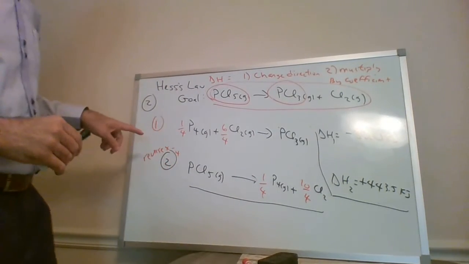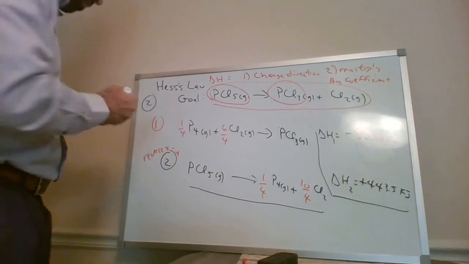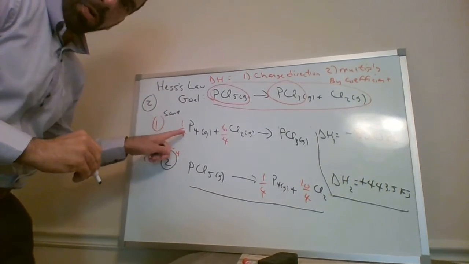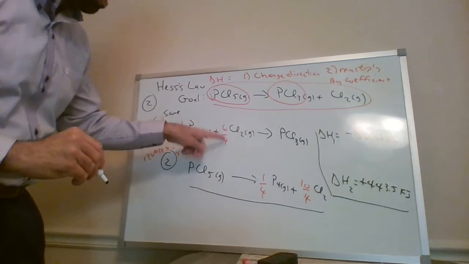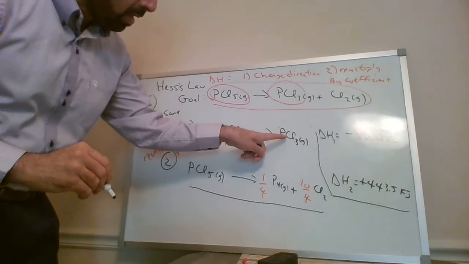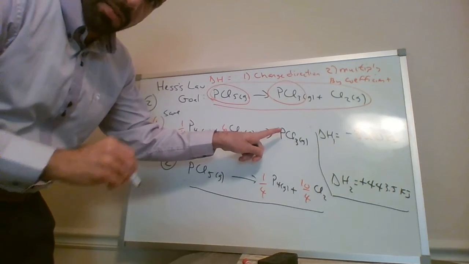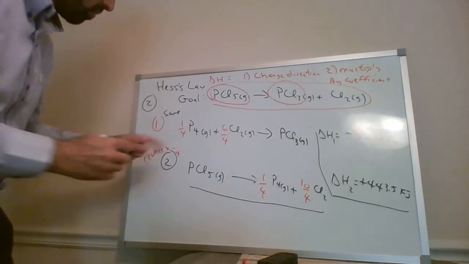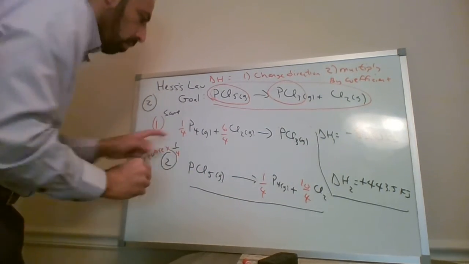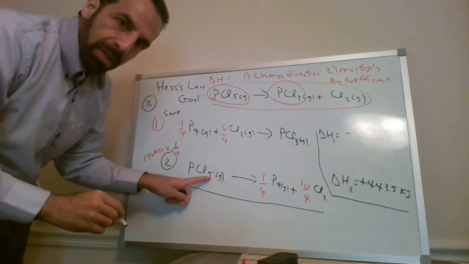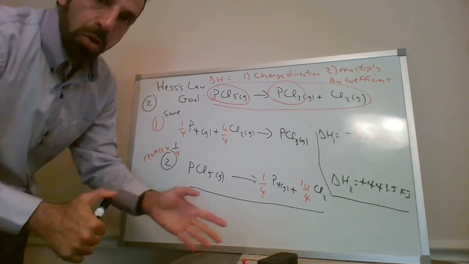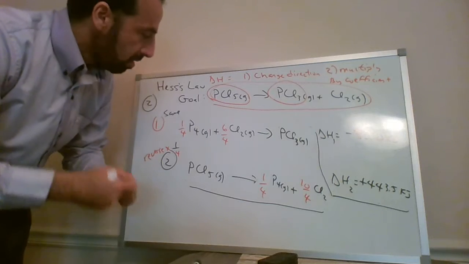So I've gone ahead and I've kept this one the same. So this reaction I kept the same, but I've multiplied by 1/4. So I get 1/4 P4 plus 6/4 Cl2 plus, again, this was 4 PCl3, I divided by 4, so I got PCl3. The second one, I reversed it, and again, I multiplied by 1/4. In this case now, this is the reactants, and these are the products. So what you want to do is cancel out what's the same on both sides of the reaction.